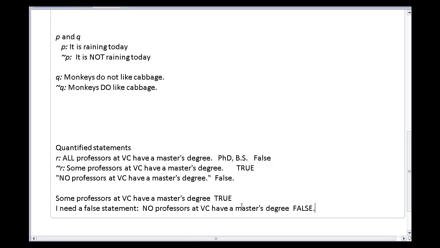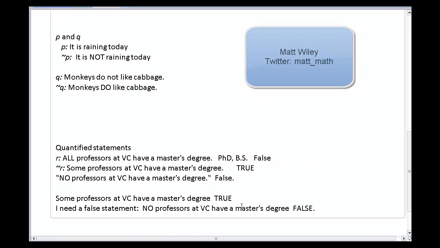And that concludes my intro to statements, negation, and quantified statements.